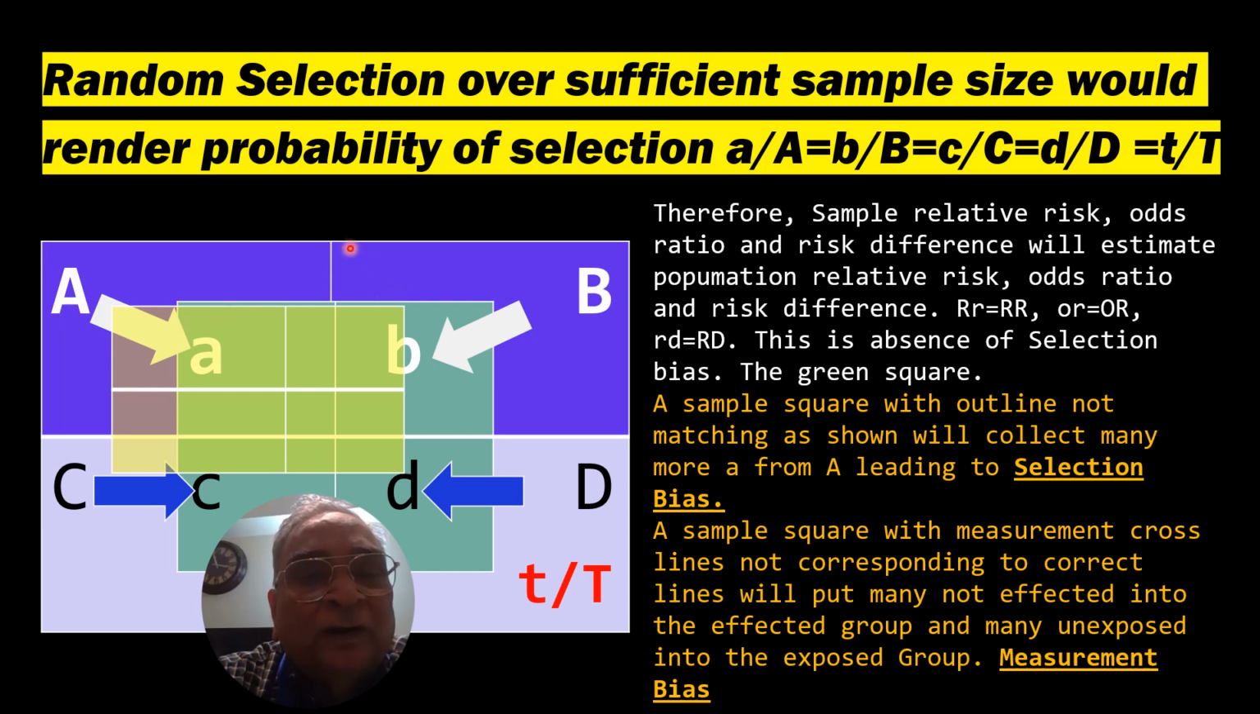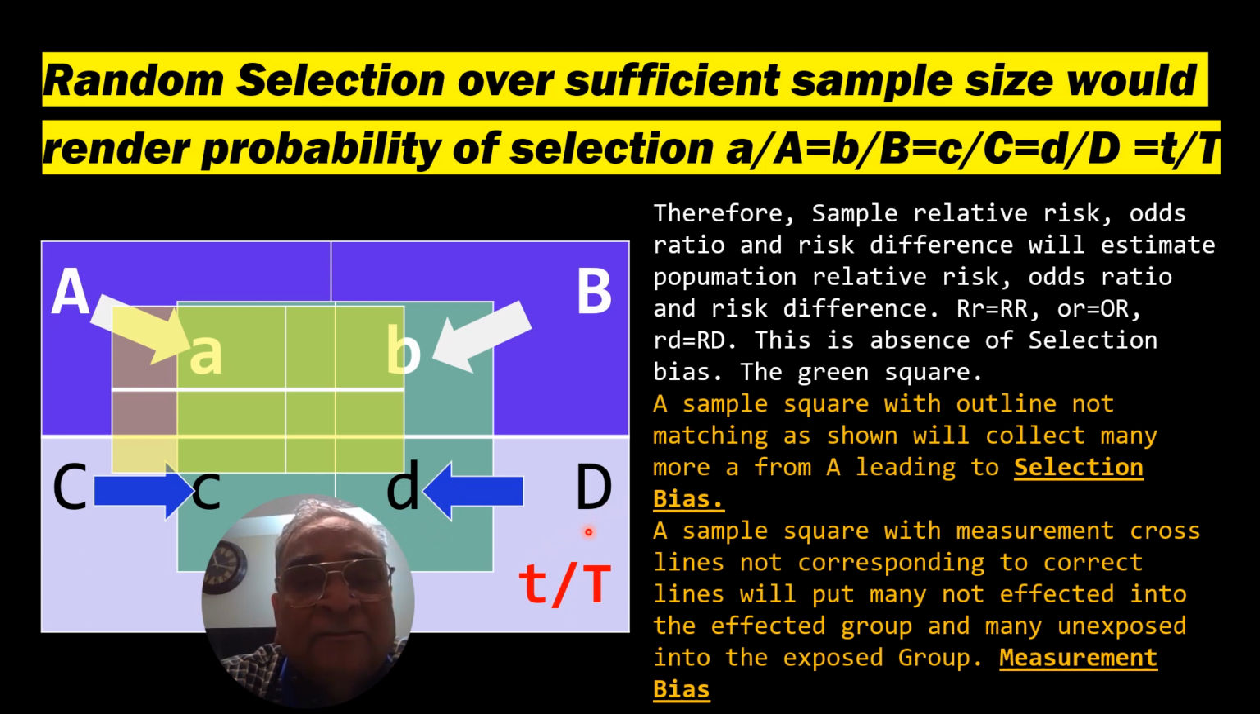So if the whole population was divided artificially into exposed and affected, exposed and not affected, not exposed and affected, and not exposed and not affected, the A, B, C, D numbers, then you must choose this square where the small a, b, c, d have an equal probability of getting selected from capital A, capital B, capital C, and capital D. Now, the random selection over a sufficient sample size would get you small a representative of big A, small b representative of big B, small c representative of big C, and small d representative of big D.